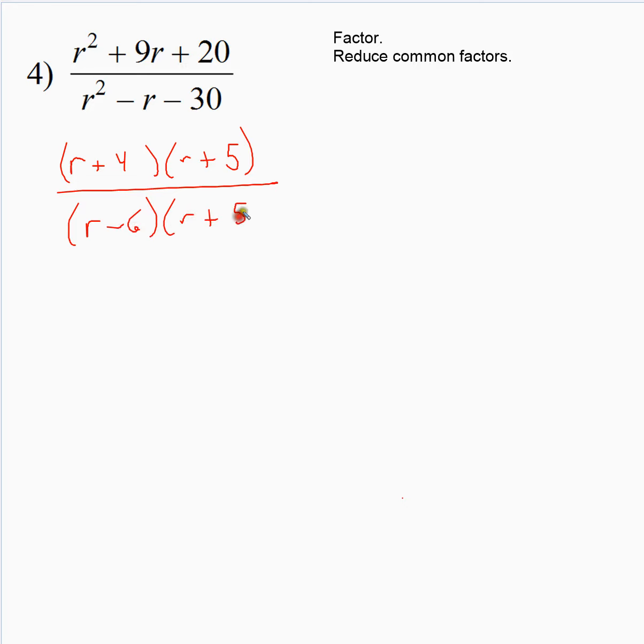And so we factored, and now what we want to do is reduce common factors. R plus 5 is a factor that reduces with r plus 5. So those actually simplify to be 1. And then you simply have r plus 4 over r minus 6 as our answer for that one.